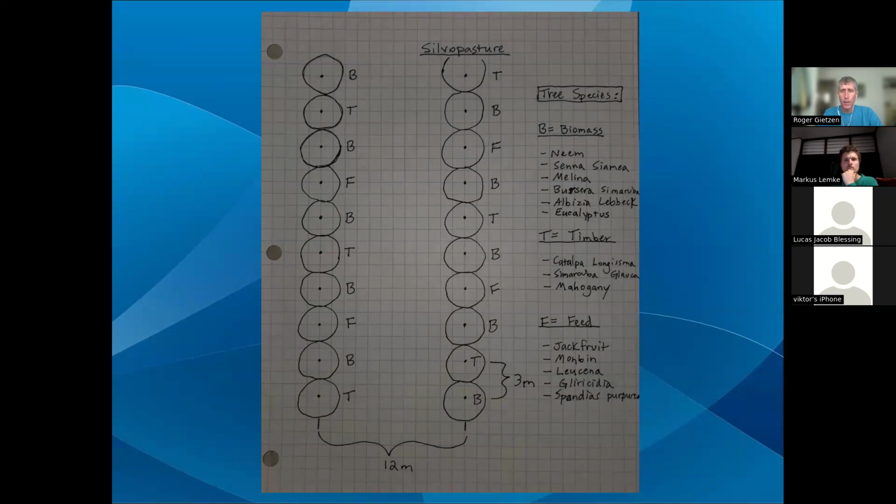Anybody have any questions about this? And then there would be, this is superimposed on the design we worked on yesterday, where you'd have these tree lines with all these placenta species. This is just the forest species, okay?